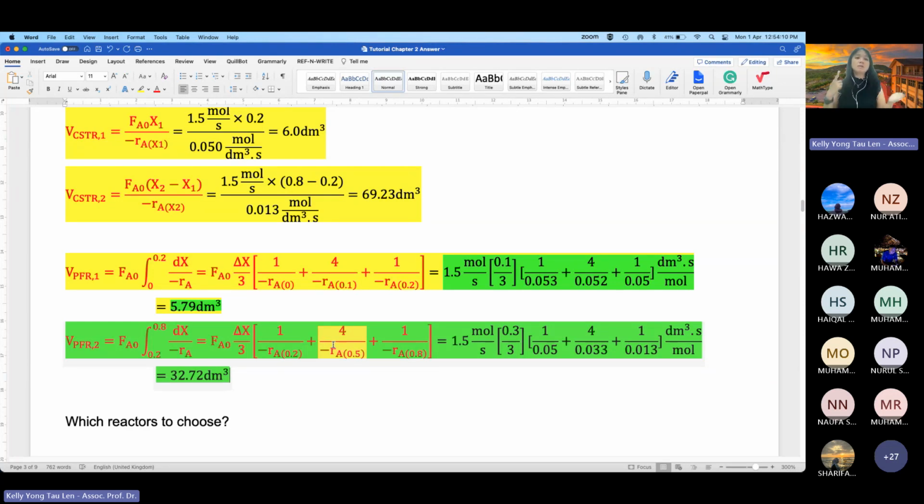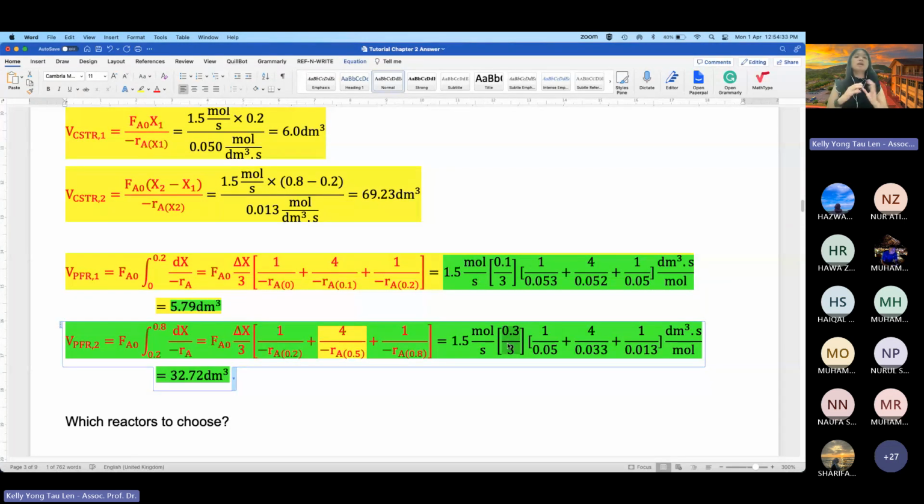Now that you have determined minus RA at which conversion, your next step is to find the value from the table. When my x is 0.2, what is my minus RA? When my x is 0.5, what is my minus RA? When my x is 0.8, what is my minus RA? All can be obtained from the table. Then next one, delta x per 3.